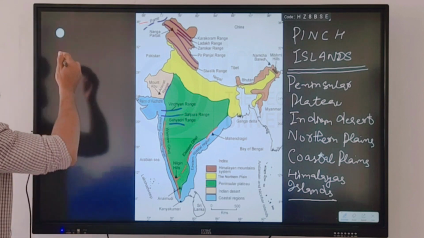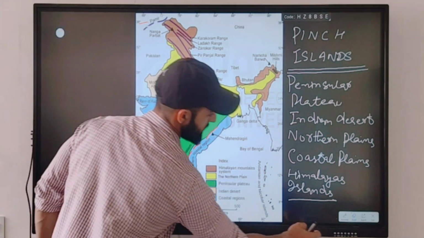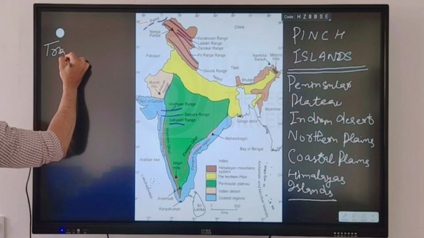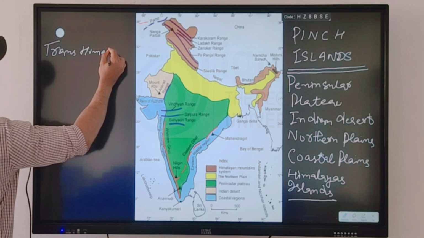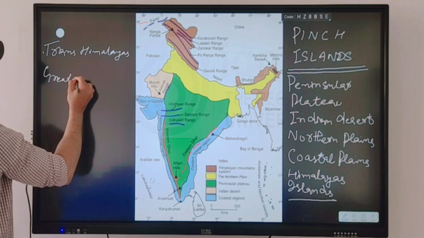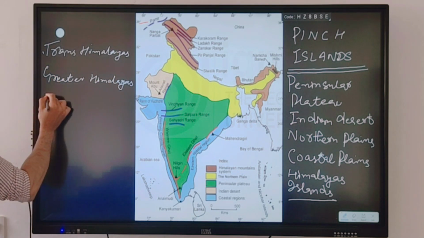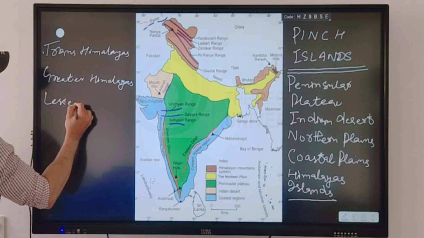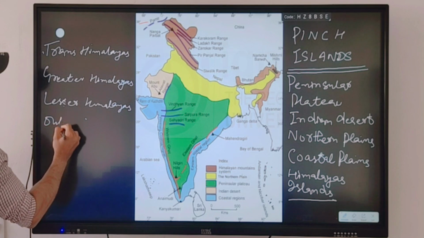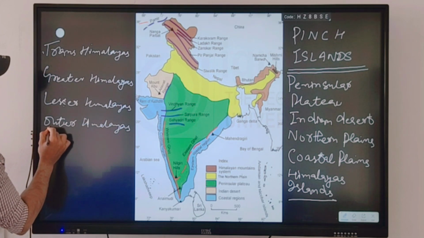Their types are: first, we have Trans Himalayas. Second, we have Greater Himalayas. Third, we have Lesser Himalayas. And fourth, we have Outer Himalayas, also called as Shivaliks.